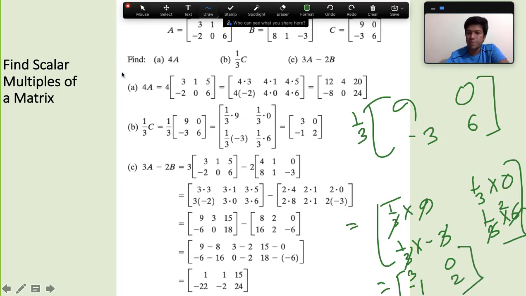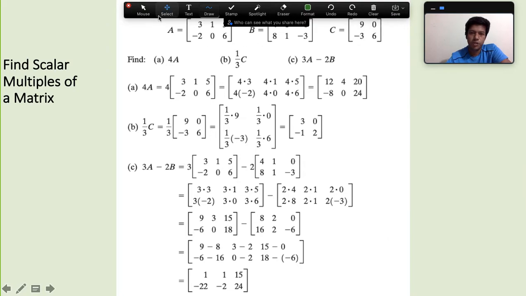Scalar multiple means multiplying by some number. So if you multiply by some number, then basically the entire matrix will get multiplied by that number. So this is what is going on here.